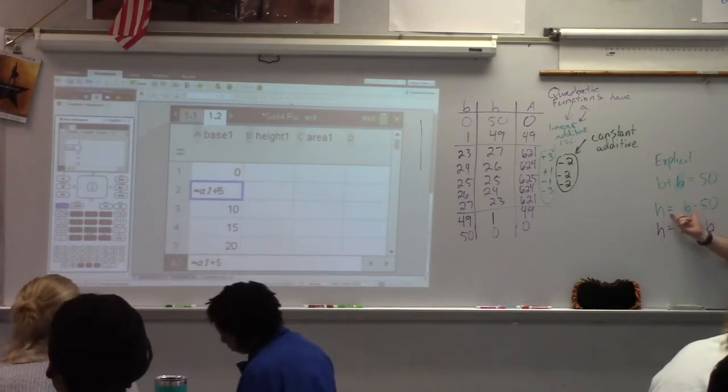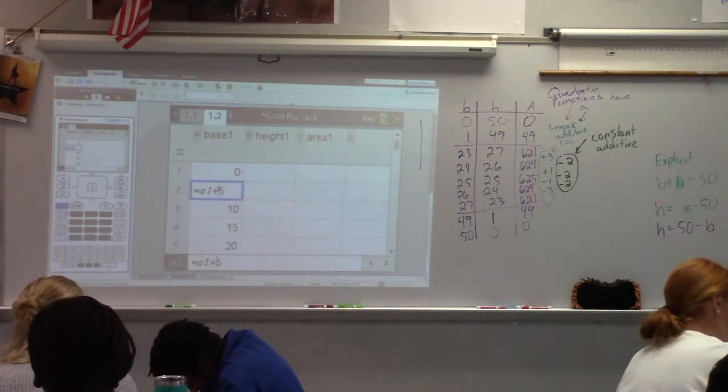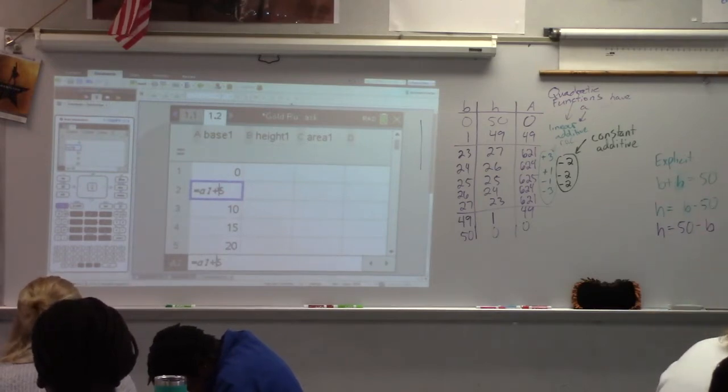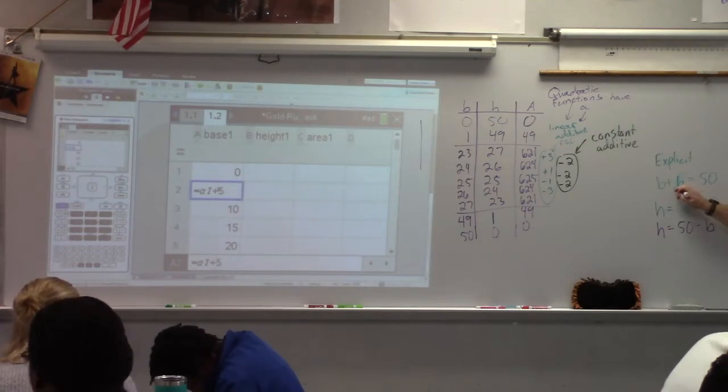I want an equivalent form of base plus height equals 50 so that I know what the height is equal to every time. So which of these two? Can't be both. They're similar. Look at this equation, guys. I want to solve for this height. It's the purple one.